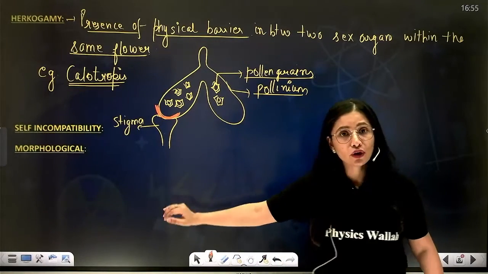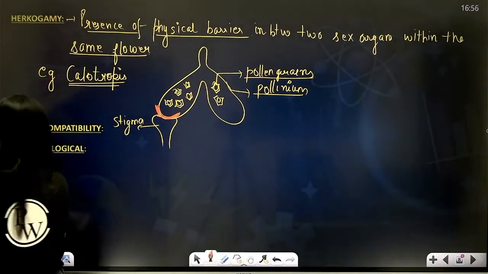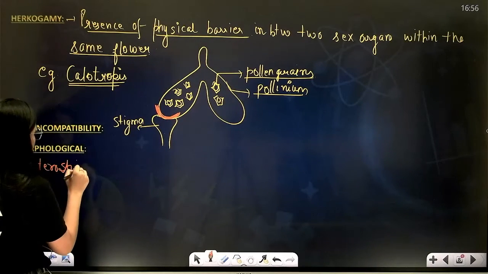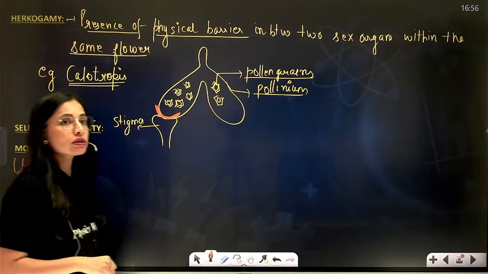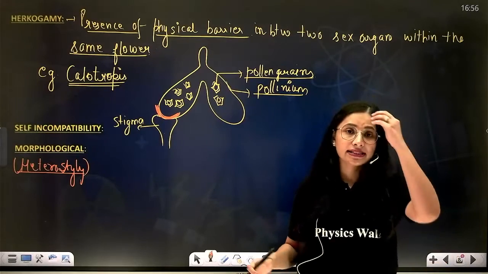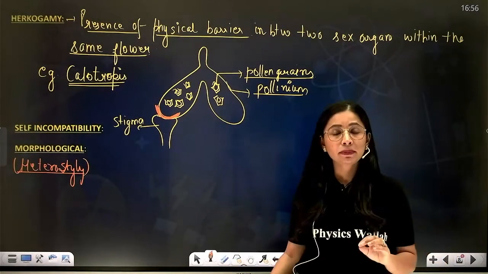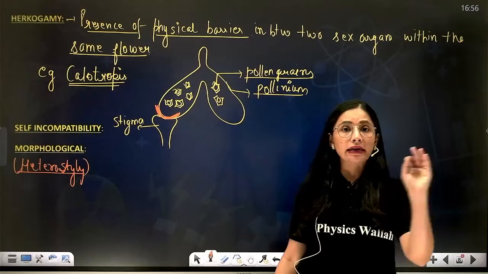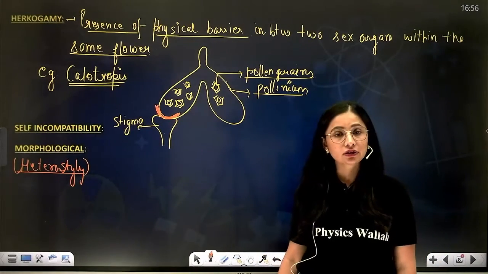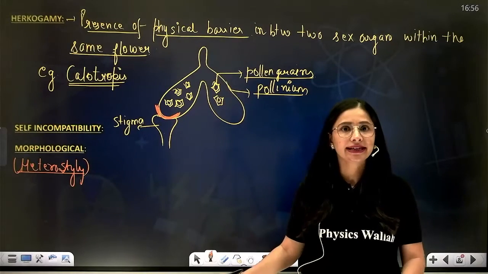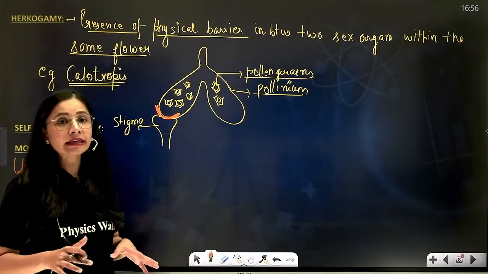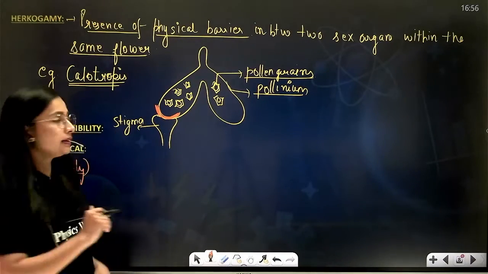And there can be two reasons for self-incompatibility. One is morphological, which is also known as heterostyle. And the second one, which I was telling you about, is genetical self-incompatibility, where the stigma of the same plant, of the same flower, is not ready to accept its own pollen grain. So first let's talk about the heterostyle type of self-incompatibility. Heterostyle means different lengths of filament and style.